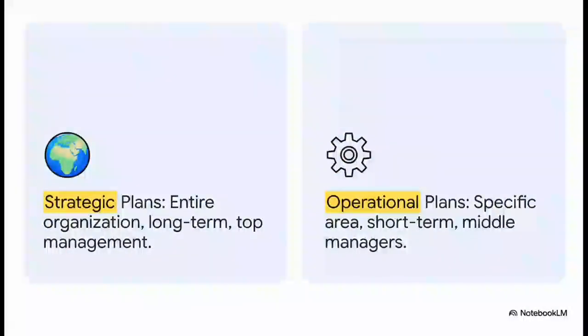Next, we categorize plans by scope. We've got strategic plans, which cover the entire organization, are long-term, and get created by top management. Operational plans contrast with that. They focus on a specific operational area, are short-term, and are handled by middle or first-level managers. The big takeaway here is scale. A CEO deciding to launch the company into a totally new international market, that's strategic. But a factory floor manager writing up next week's shift schedule, that's a specific operational plan.